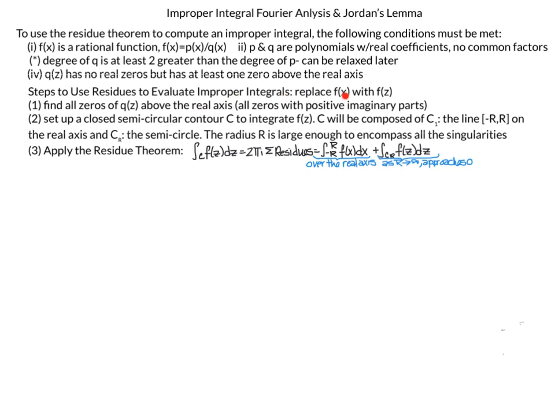First we replaced f of x with f of z. Then we found all the zeros of q of z, that is the singularities of f of z, and we identified which ones were above the real axis, that is all the zeros with positive imaginary parts. We set up a closed semicircular contour C to integrate, composed of part of the real line and then a semicircle above the real axis. And then we applied the residue theorem. So we said the integral over the closed curve is equal to 2 pi i times the residue, which is equal to the integral over the real axis plus the integral over the semicircle.